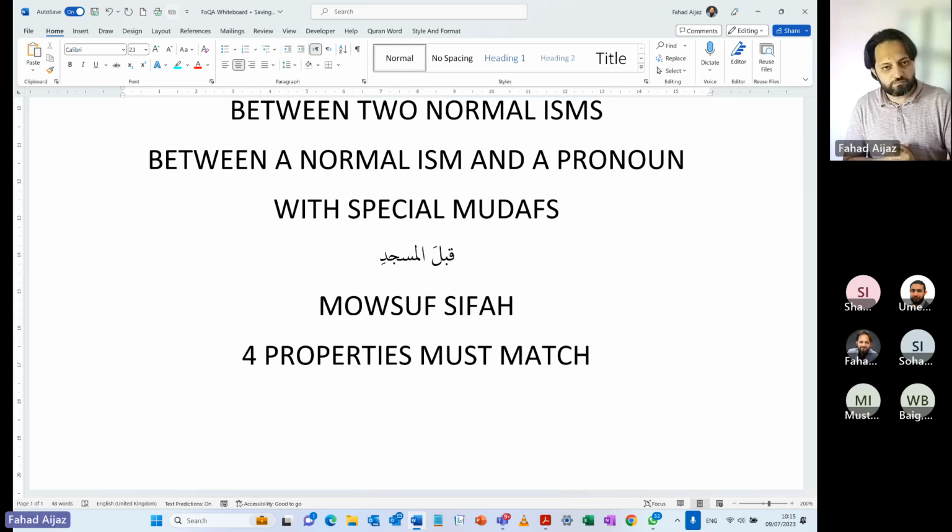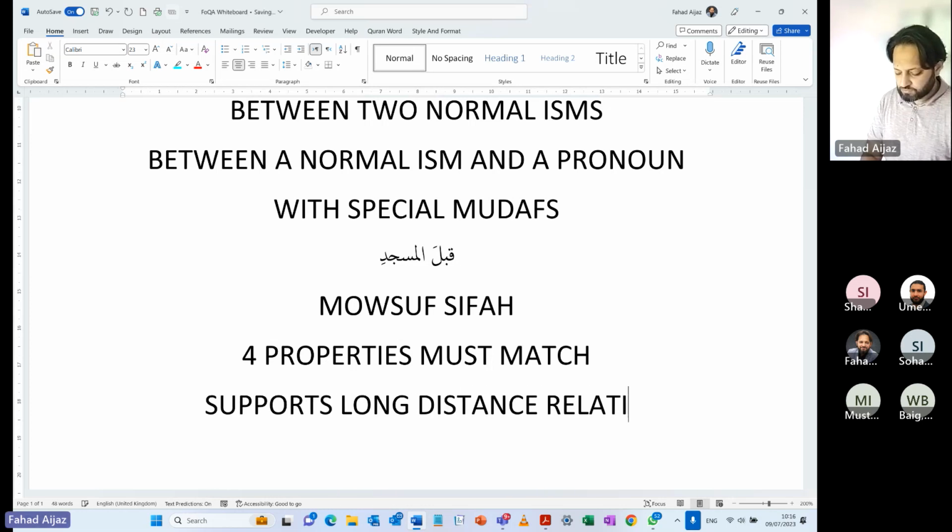That's what it is about. Four properties must match. When you see two isms, their four properties must match, and that's the Mawsuf Sifa relationship. In this particular one, there was something different from what Idafa and Harf of Jar had. Idafa and Harf of Jar did not tolerate the long distance relationship. The words must be together. Harf of Jar followed by the ism in Jar has to be together. Idafa, both isms have to be together.